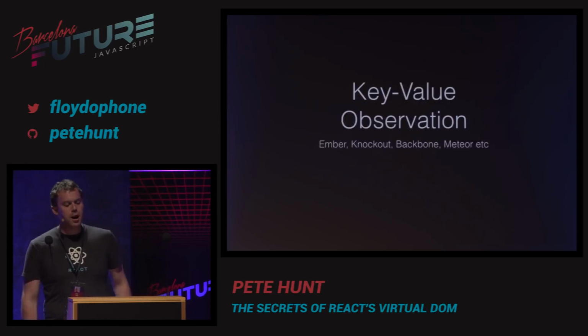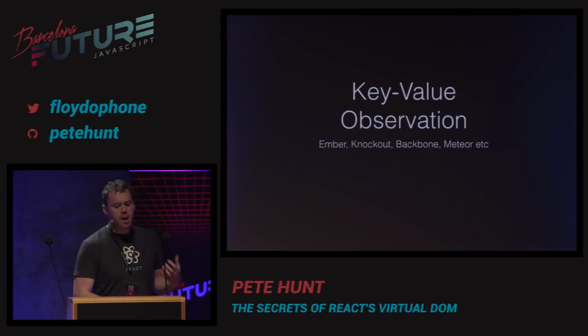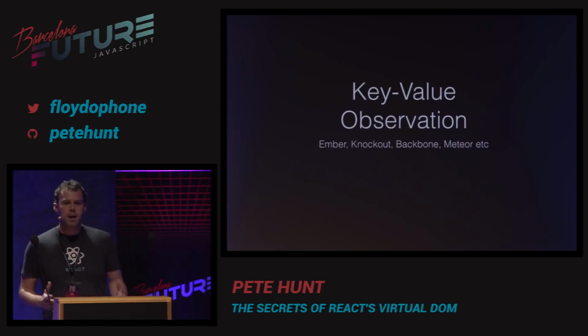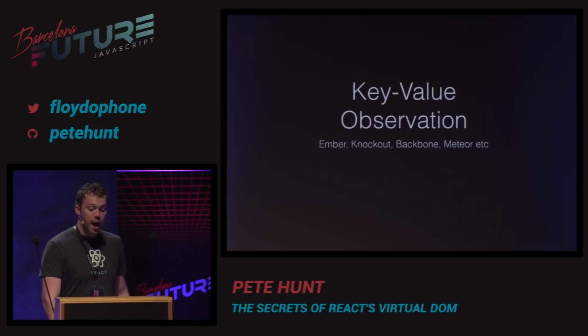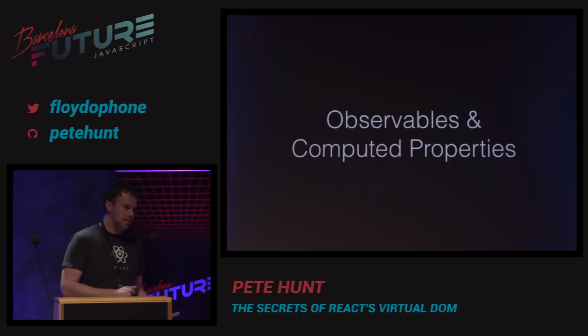So the first idea I'm going to talk about is something called key-value observation. This is the type of data binding implemented by Ember, Knockout, Backbone, Meteor, pretty much most systems out there. And it's not just limited to the web either. This is how Apple implements data binding on iOS as well. And it's built around the idea of observables and computed properties.